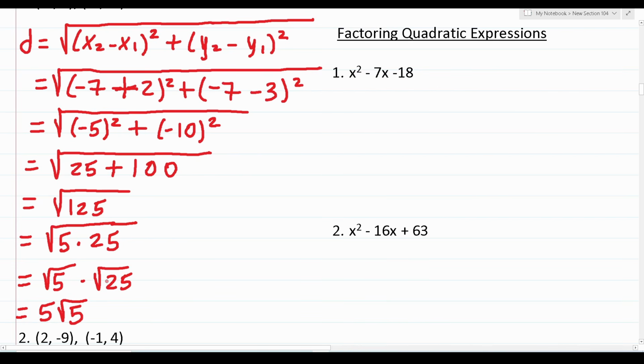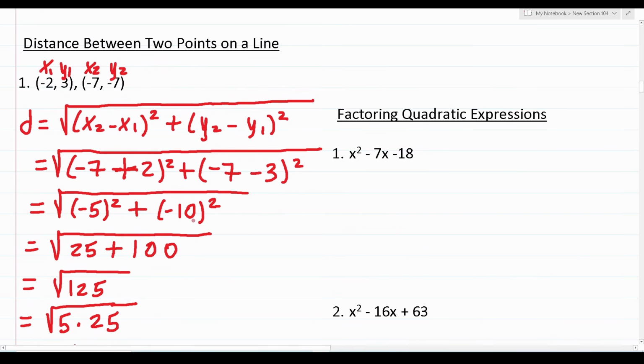Again, I got this 5 from the square root of 25, and then we multiplied that by the square root of 5, which we can't simplify any further. So the distance between these 2 points on a line is 5 radical 5, which is about 11.18 or somewhere around there. All right. So again, you do have to know the distance formula for the ASVAB. It's pretty easy to remember.